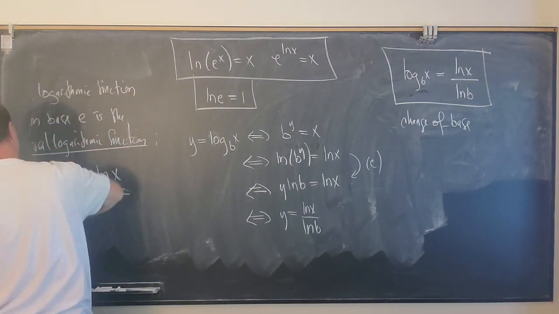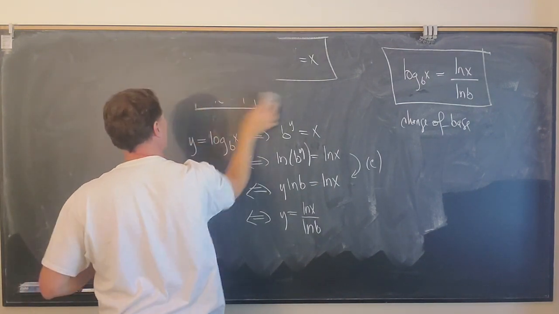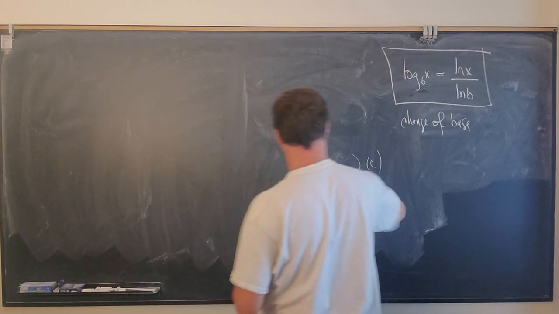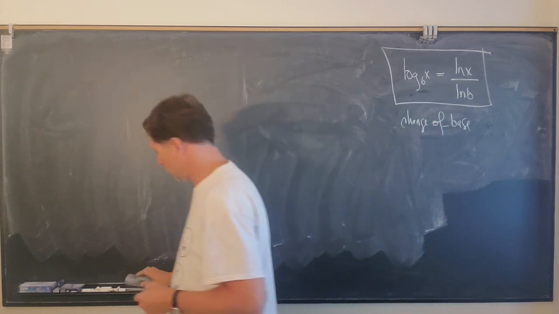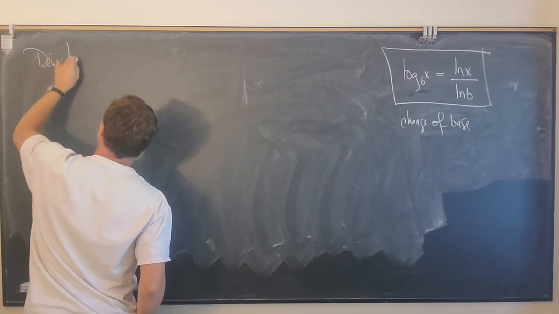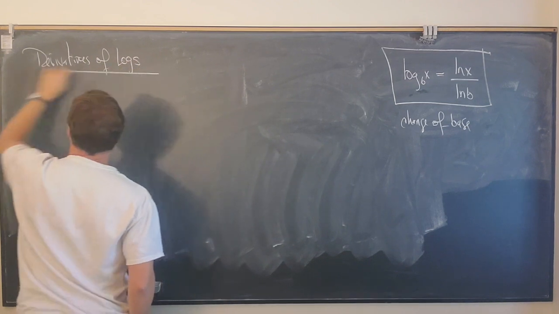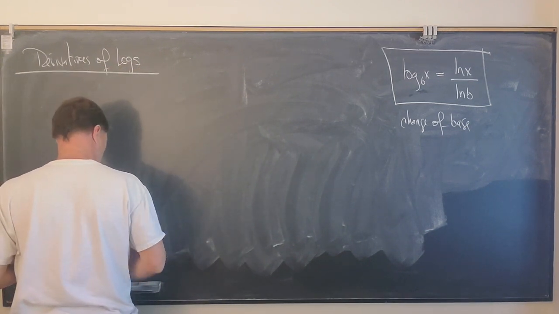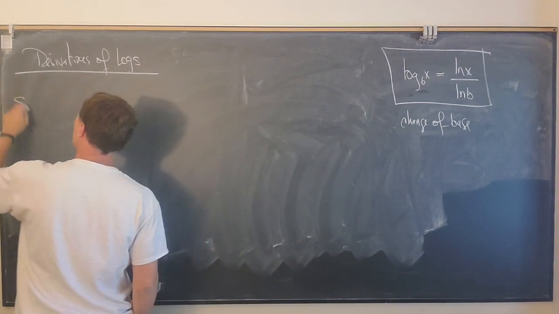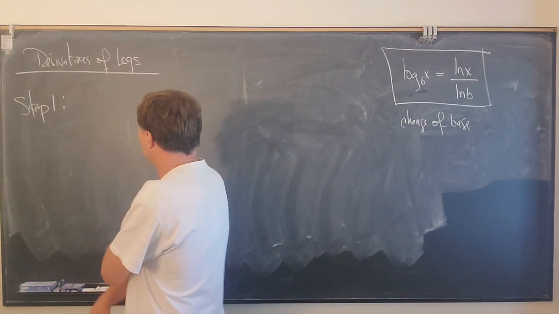Okay, so far we haven't done any calculus when it comes to log functions. Well, I guess we said it's continuous, but other than that. So now it's time to look at derivatives. So, derivatives of logs. We're going to do this in two steps. First step, we're just going to look at the case of the natural log function.